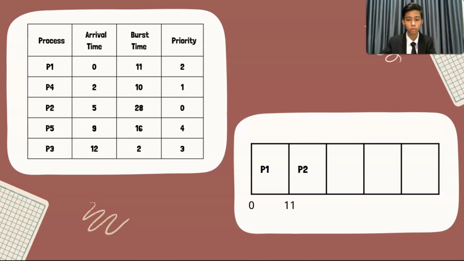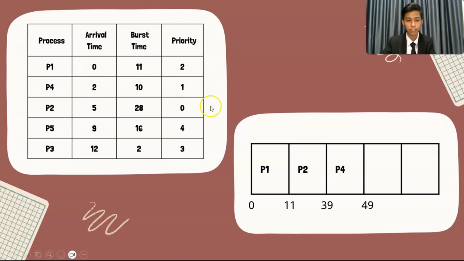So what we do next is add on the 11 right here with the burst time of P2, which is 28. Therefore, you get 39. Continuing off, the next priority that we have is 1, which is P4. So we add this 39 with the burst time of P4, which is 10, which equals 49. Then continuing on is usually P1, but since we have already done P1 right over here, we cannot redo it all over again. So we cancel out P1 right here.